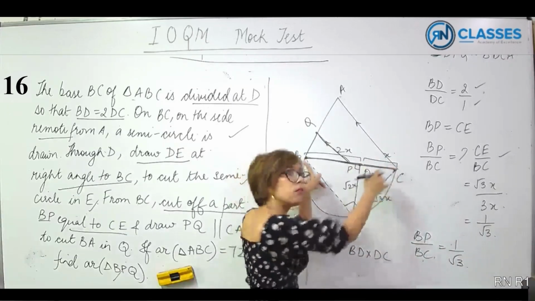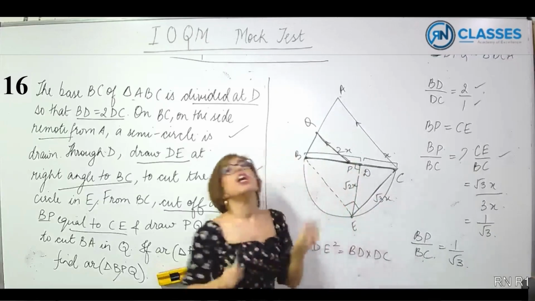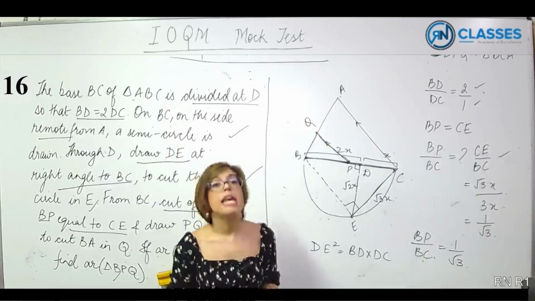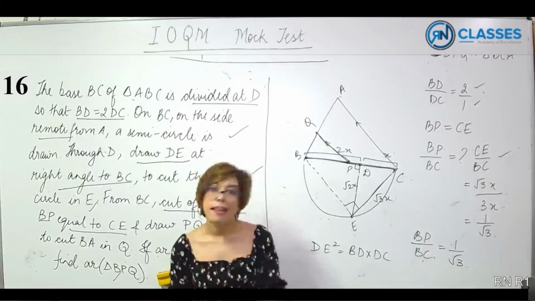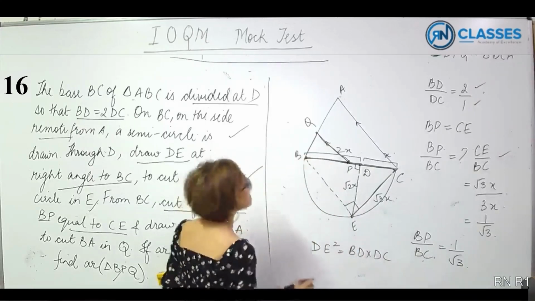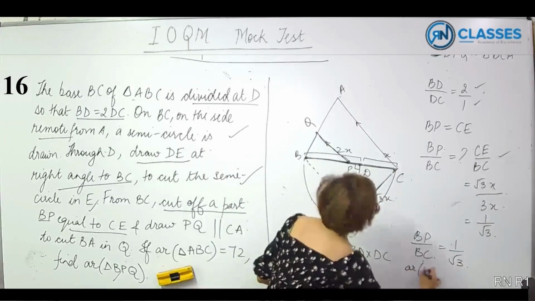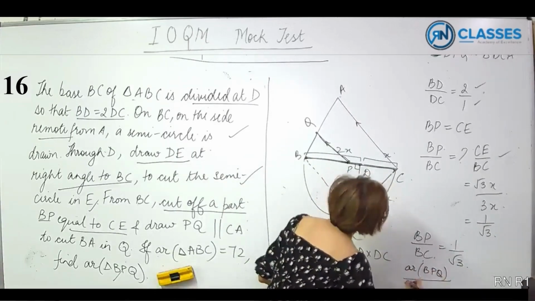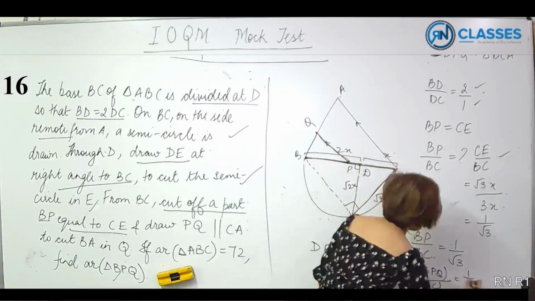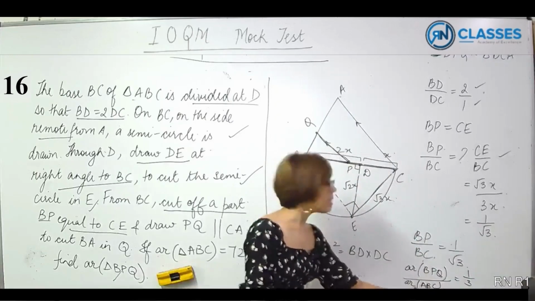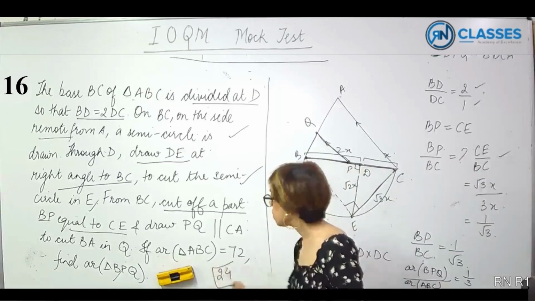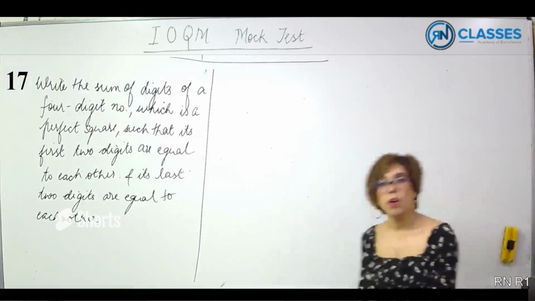Now, since I know the ratio of corresponding sides, can I find the ratio of the areas of similar triangles? Even if you do not know, within 10 seconds I can derive it. The ratio of the areas would be nothing but area of BPQ divided by area of ABC, which is 1 by root 3 whole square, which is 1 by 3. Now, if this is given to be 72, this will turn out to be 24, which is the answer. Alright, on to the next one.